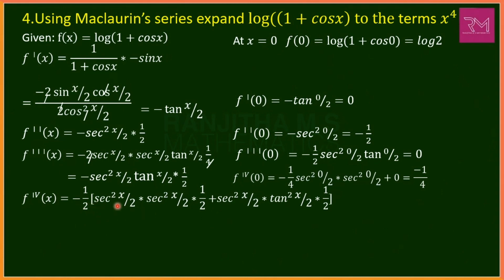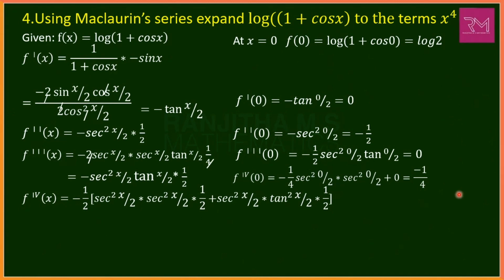Similarly, the fourth derivative at x equal to 0 is minus 1 by 2 into, here secant square 0 is 1 into secant square 0 is 1, hence we get 1 into 1 by 2. 1 by 2 multiplied with minus 1 by 2 gives minus 1 by 4, plus the other value becomes 0, hence we get minus 1 by 4 as our fourth derivative at x equal to 0.